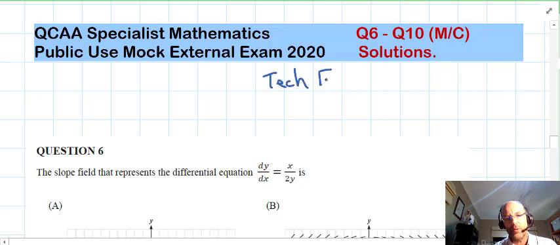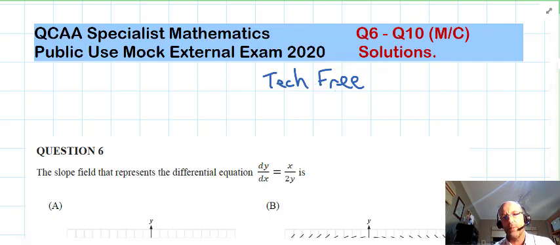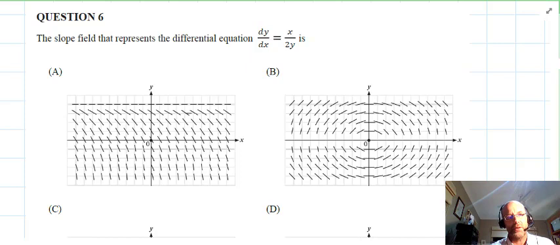You might want to catch my corresponding video if you haven't already caught it for questions 1 through to 5, the first 5 multi-choice. So let's go through some solutions to these ones. In question 6, a slope field that represents the differential equation dy/dx = x/(2y) is, and we have a choice of 4 there.